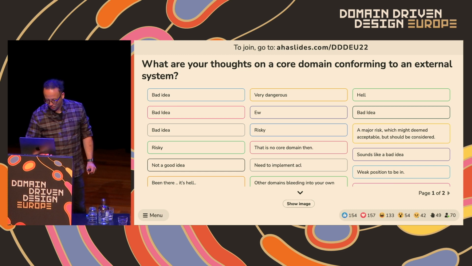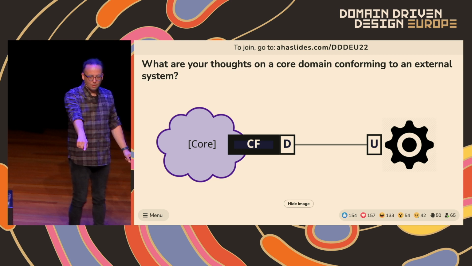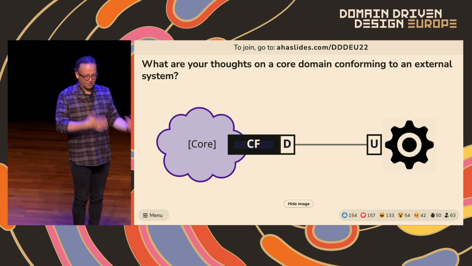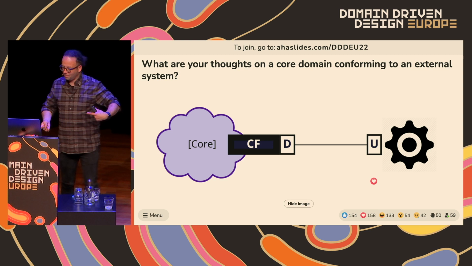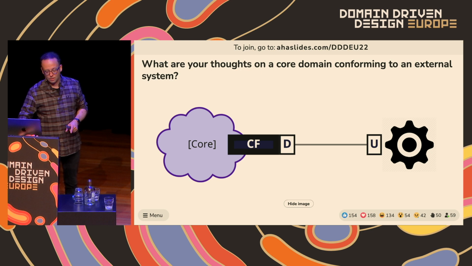Because why? You're dependent on the agenda of the provider of the external system in your core domain. That's the last thing you want to be in a core domain. There, you want to drive your own stuff. And as an outlook to these things, we're getting to the end of the session.